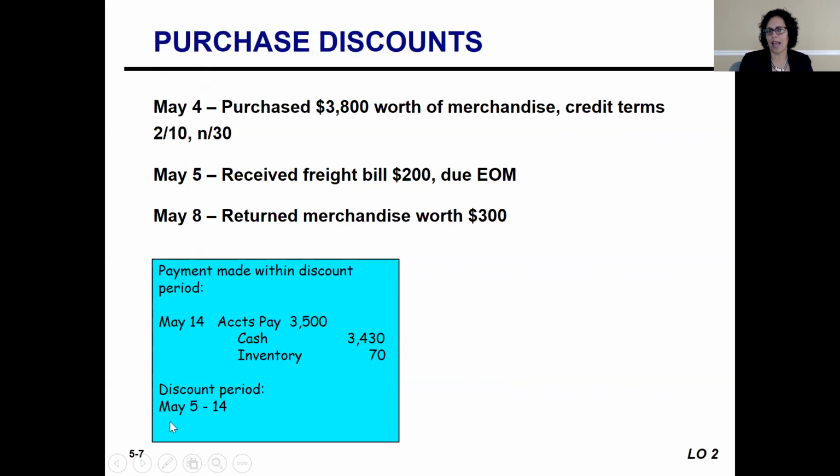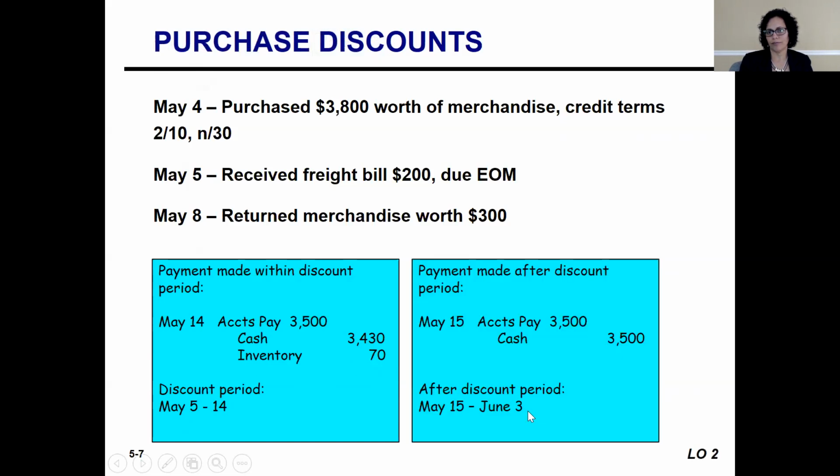What happens if they pay after May 14th? They pay the next day on May 15th. How much do they have to pay? The full amount, $3,500. Accounts payable debit, cash credit. So they have all the way through June 3rd. Count 30 days. Okay, May 5th through June 3rd, that's a full 30 days. So May 15th through June 3rd, they have to pay the full amount. So if I was going to make the payment, makes no sense making the payment on the 15th. If I had paid it 1 day sooner, I'd have saved $70.